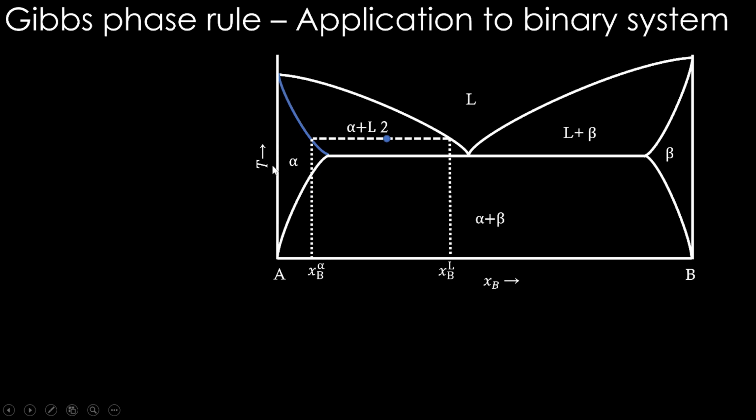What happens here is, for this entire range of overall compositions, these two phases alpha and liquid with these two compositions, alpha will have this much amount of B in it remaining A, and liquid will have this much amount of B in it remaining A.